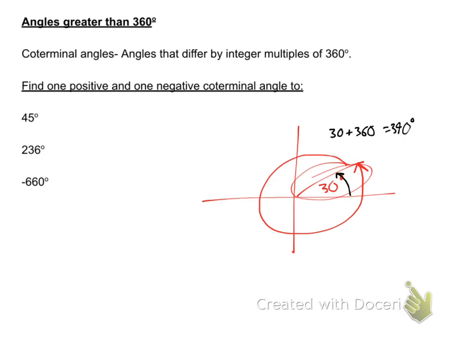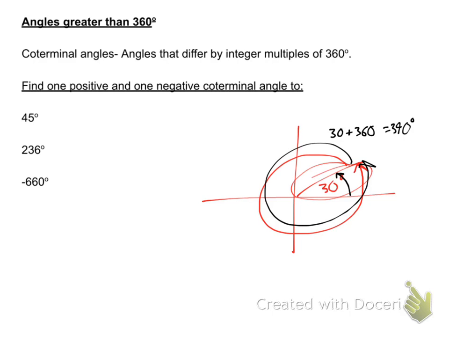And I could do that again. I could add 360 because I can go around again. So I'll add another 360, and now I'm at 750. So 750, 390, and 30 are all coterminal angles. So coterminal angles all differ by 360, and they say differ by integer multiples. So 1 times 360, 2 times 360, 3 times 360, 0 times 360 leaves you with the same angle.